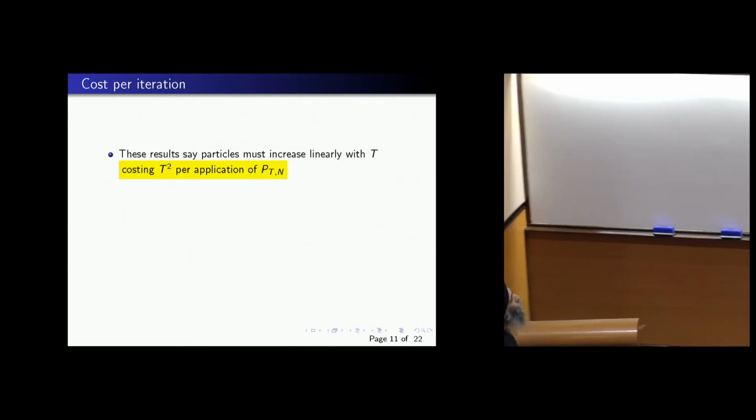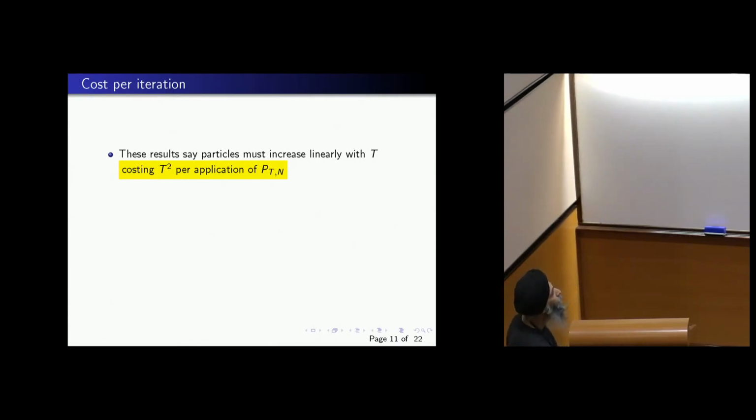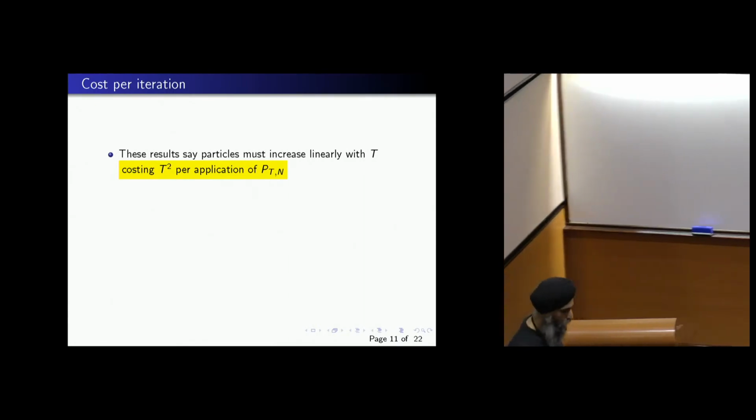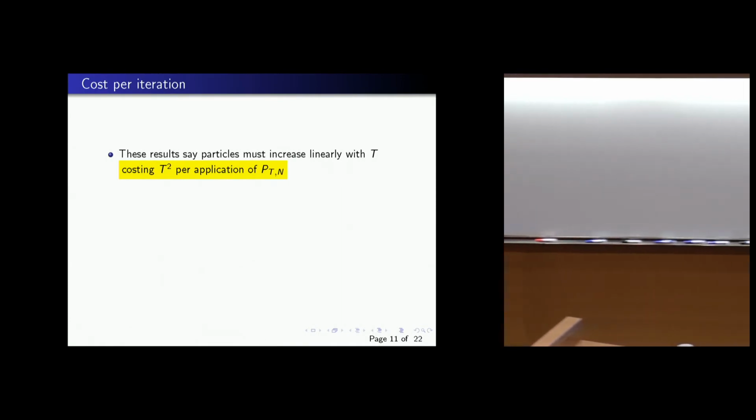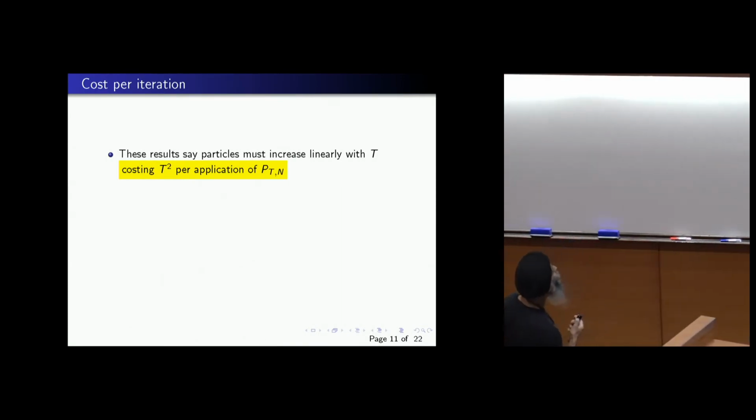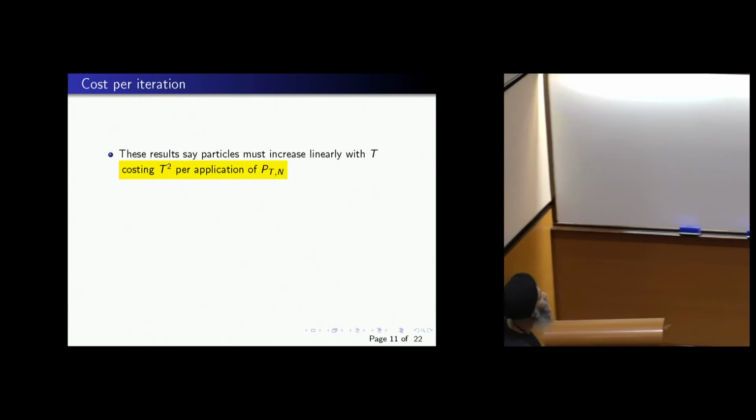So these results all say that the number of particles must increase linearly with capital T. Each time you run the conditional particle filter, you're simulating T particles forward for T time units. That's T squared per application, so that's expensive.